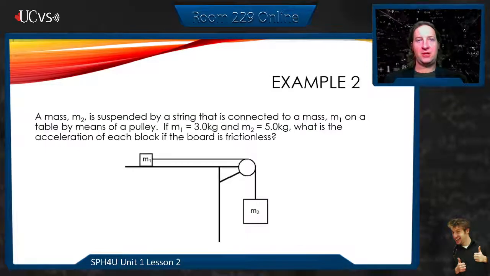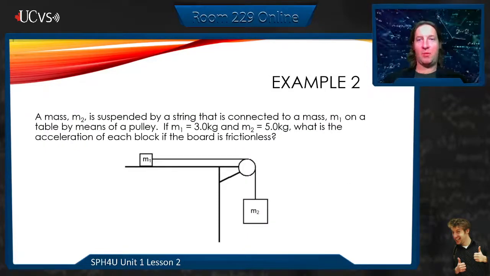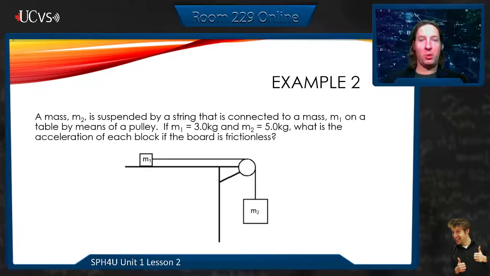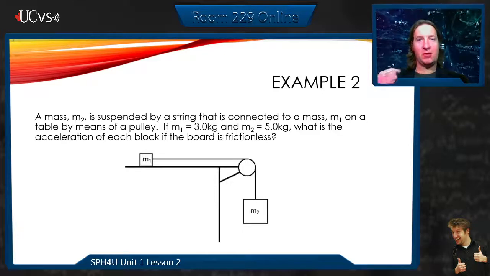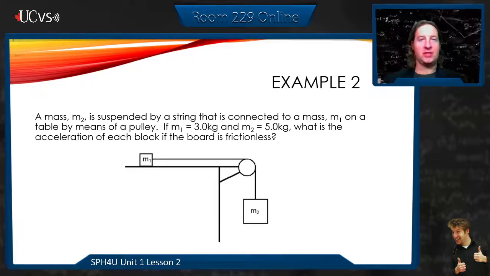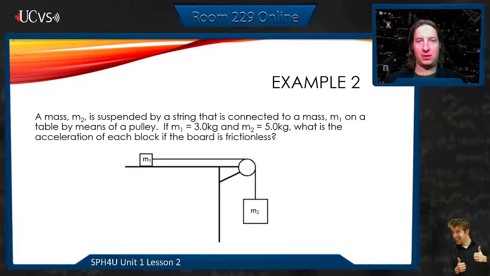All right, so let's try another one. In this case, the second mass, or M1 in this case, won't be hanging, but it'll be sitting on a board. So in this case, gravity won't be pulling on it. It'll just be acting as an inertial damper, something that increases the mass of the whole system and slows it down. Okay, so I have a 3 kilogram mass on the board and a 5 kilogram mass hanging.